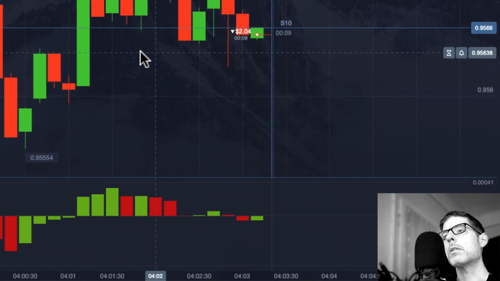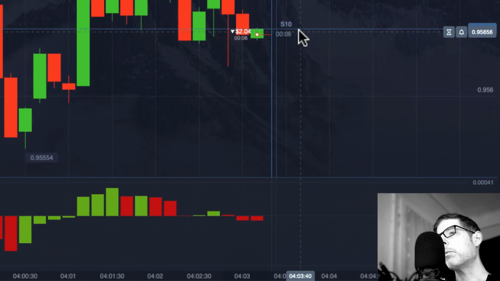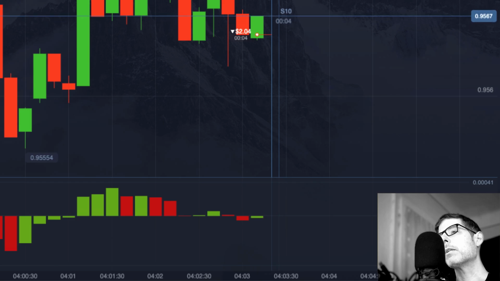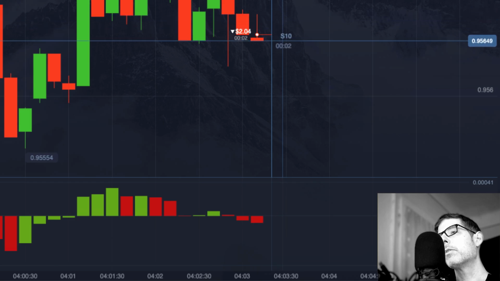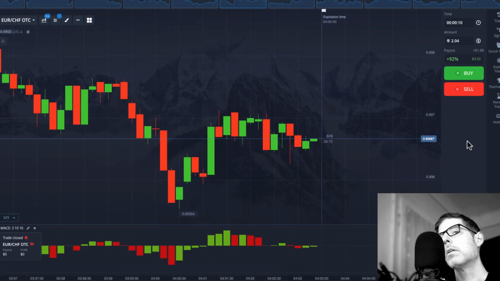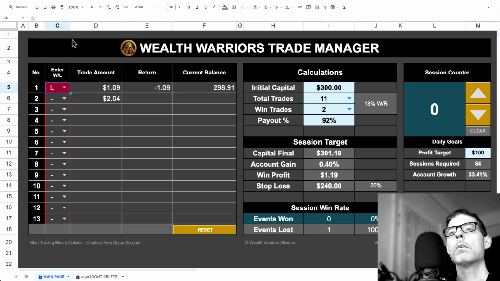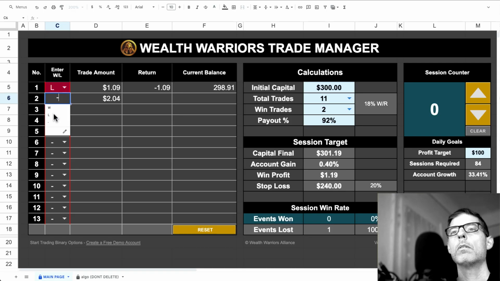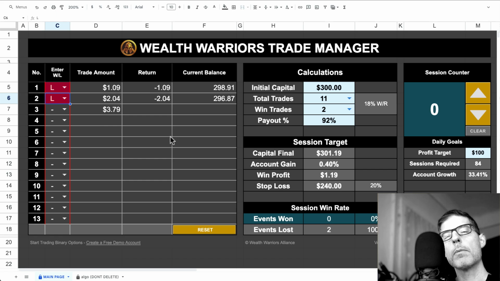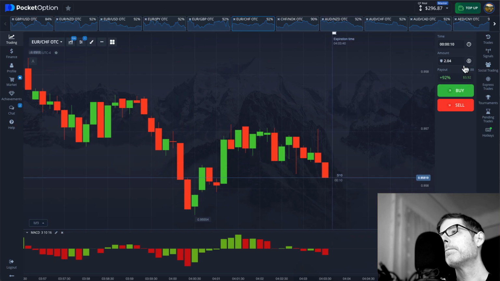Okay, this is risky because it's going kind of sideways, but we went ahead and entered anyway. We got about 4 more seconds to go. 3 more seconds. And that was a loss. What's the secret, guys? The next trade amount is 379.